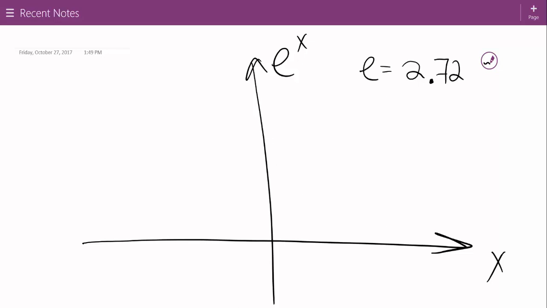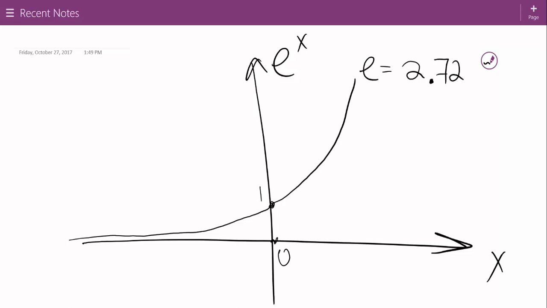Well, here's my 0. How much is e to the power of 0? Let me ask you differently: how much is any number to the power of 0? It's 1. So 1 is where it goes through. When x becomes positive and large, e to the power of x grows like that, very rapidly, quicker than a linear function. If x becomes negative, it approaches 0, like that. So this is e to the power of x.